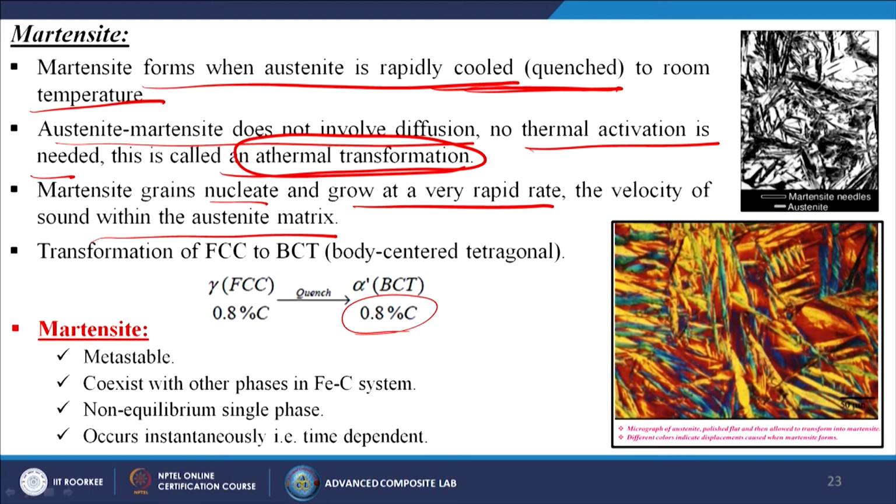So, martensite properties are metastable in nature, it coexists with other phases in the iron carbon system, it is a non equilibrium single phase, and it occurs instantaneously, that is, it is not time dependent. So, this is the micrograph, or maybe the color micrograph, of the martensite structure.